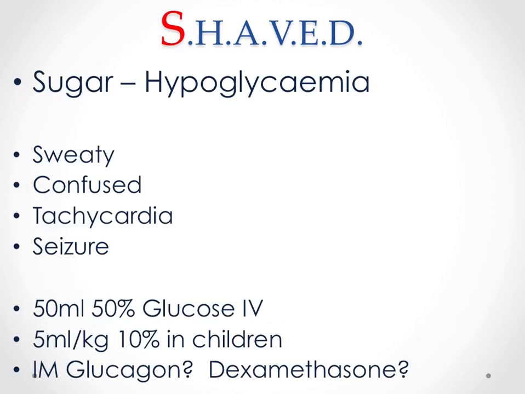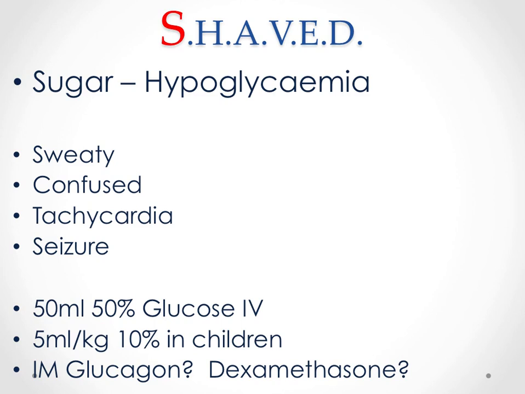So first we have consideration of sugar, or primarily hypoglycemia. The patient may appear sweaty, confused, tachycardic, or even having a seizure. One particularly needs to think about this in children who have a small amount of reserve, or in patients who may be diabetic and on insulin.